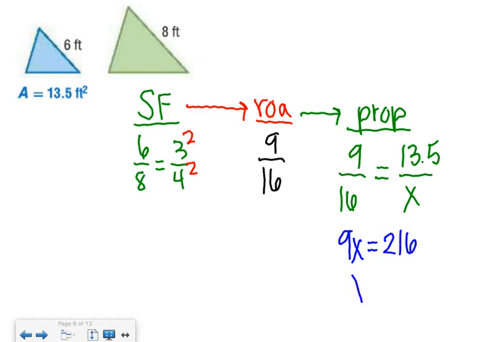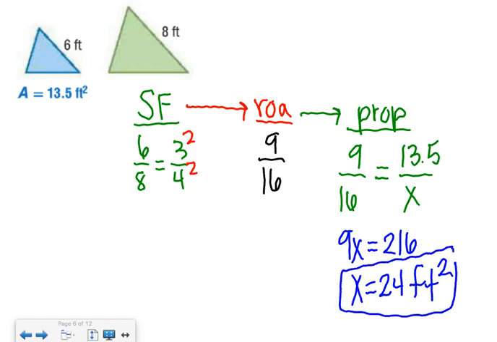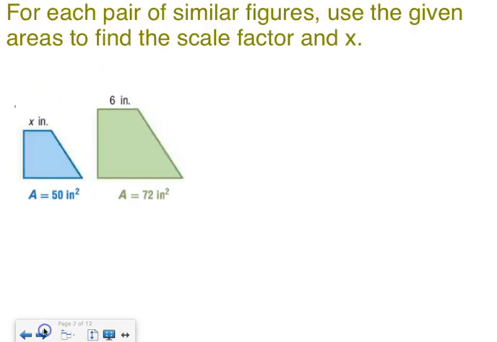24 feet, everyone? Yep, feet squared. Can we go the other way now? Can we work backwards to get our scale factor? Yeah. Let's just try it. So this time we have our areas and we need to get back to our scale factor to find x.